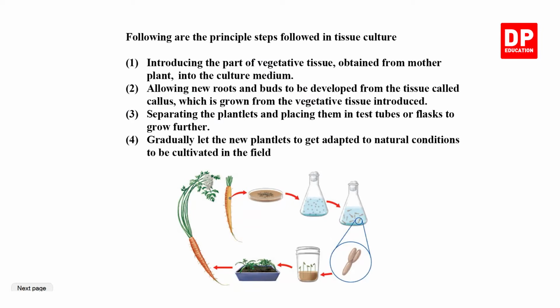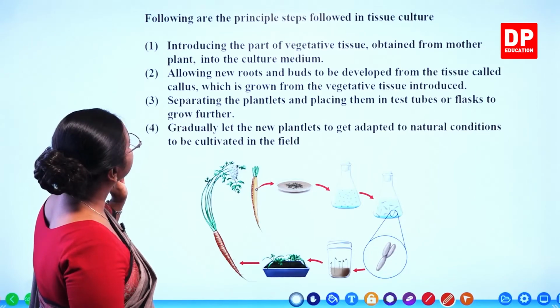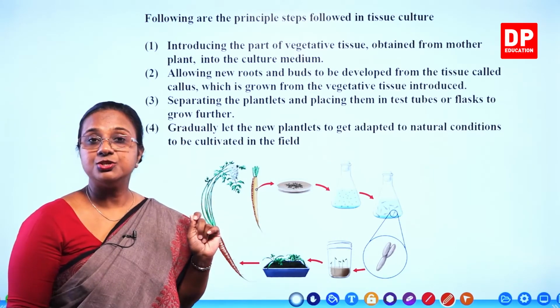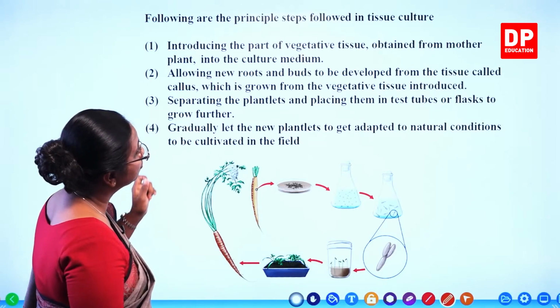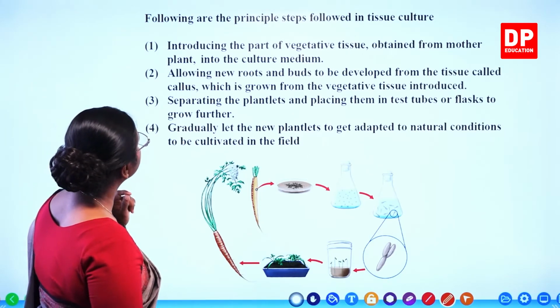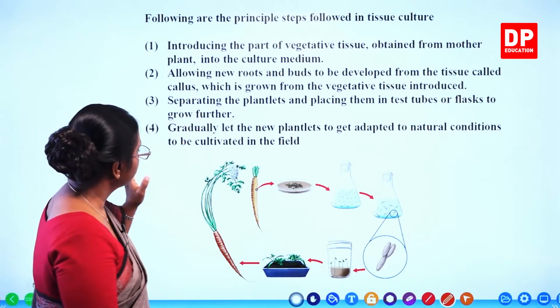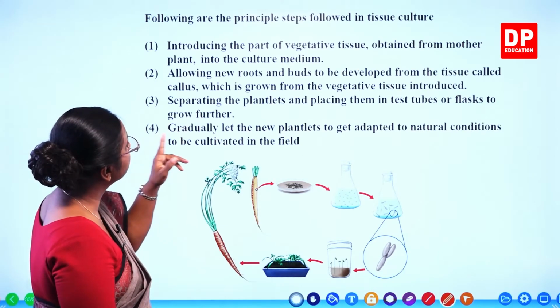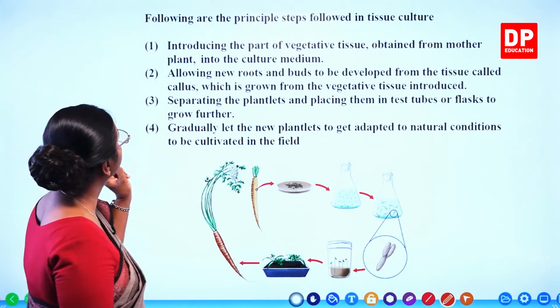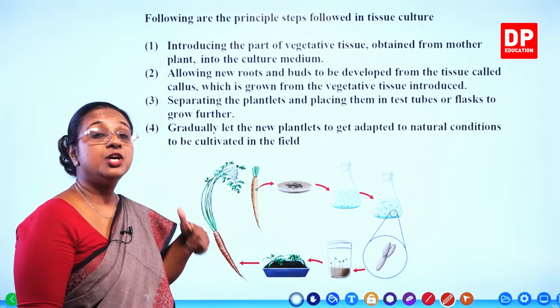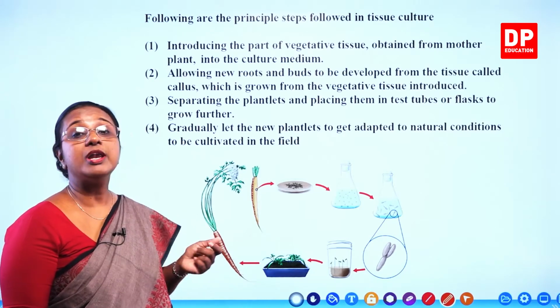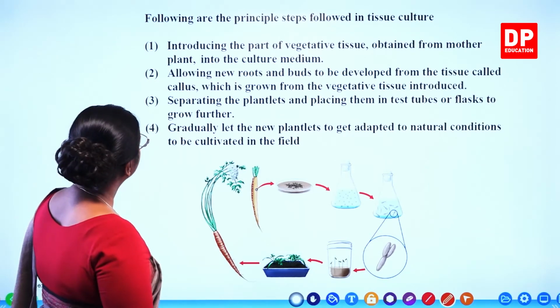Following are the principal steps followed in tissue culture. Introducing the part of vegetative tissue obtained from mother plant into the culture medium. So, initially we need to introduce the vegetative part that is obtained from the mother plant into the culture medium. What are the vegetative parts? Shoot apex, root apex or lateral bud. Then what do we do?